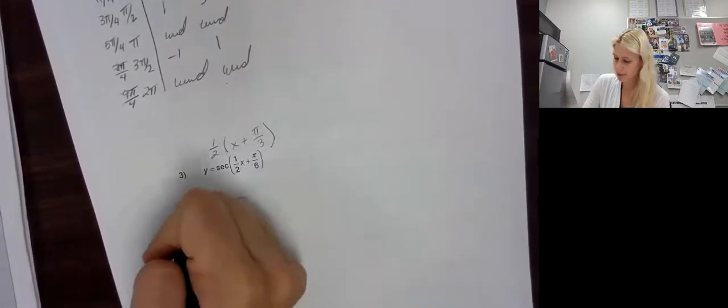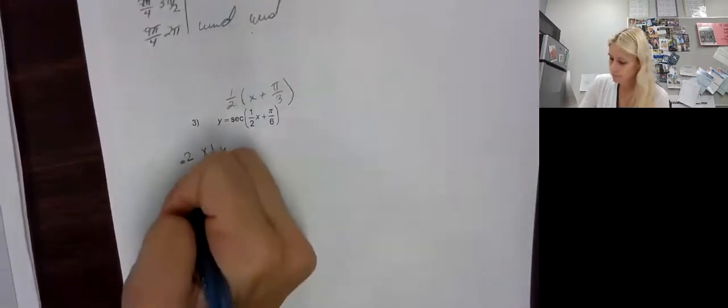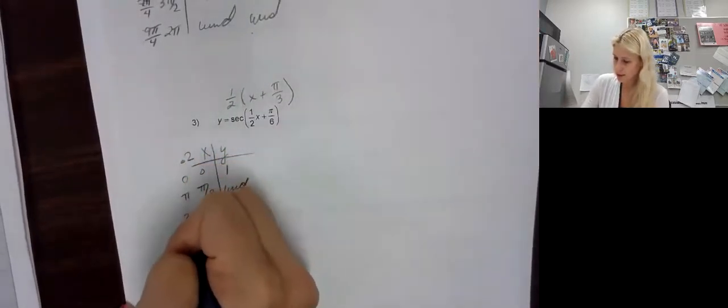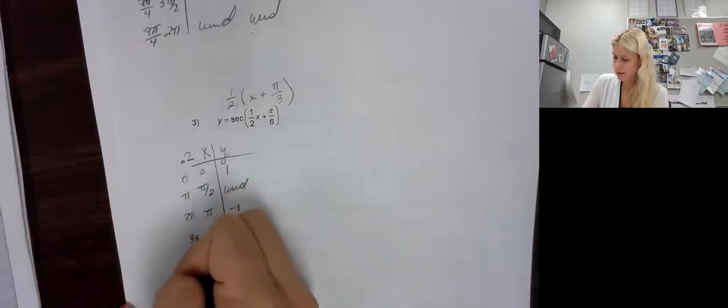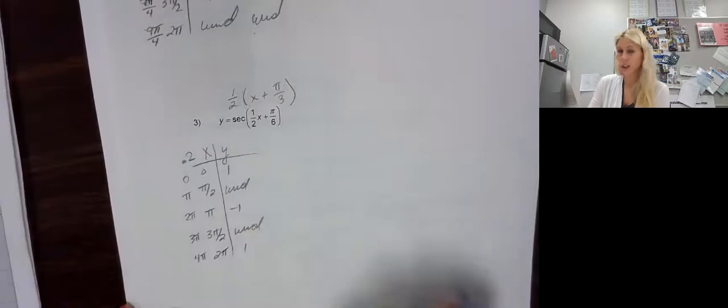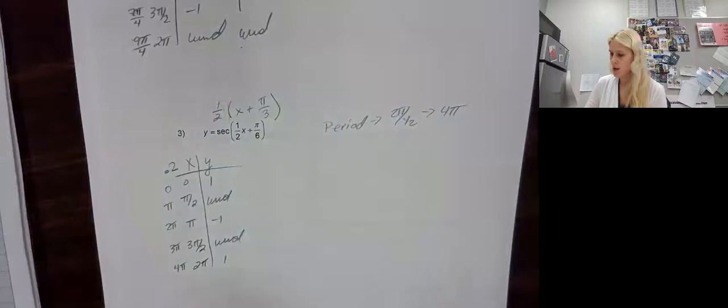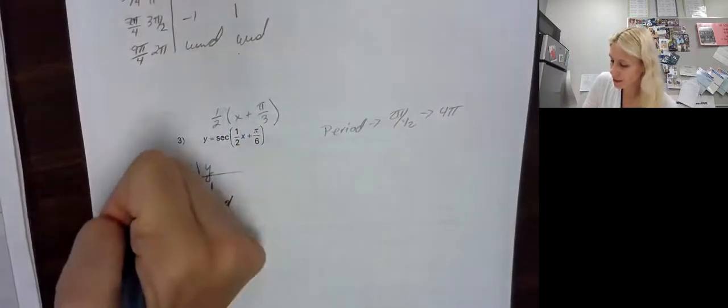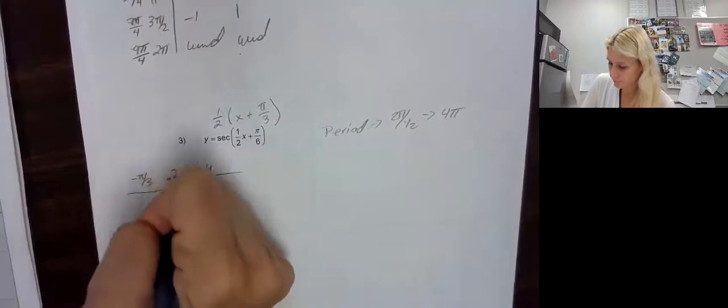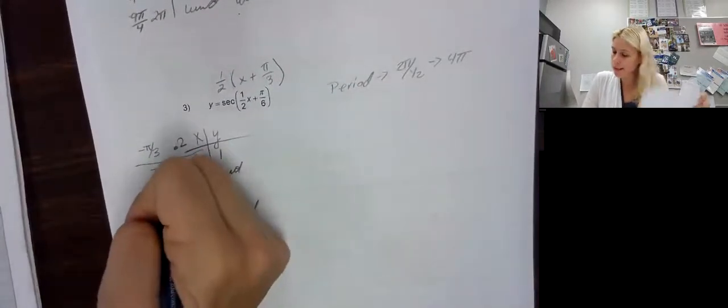Okay, let's deal with the period first. So we're going to multiply that by 2, right? 0, pi, 2 pi, 3 pi, 4 pi. Okay, so let's check on our period. Period is 2 pi over b, 2 pi over 1/2. Dividing by a fraction is the same as multiplying by its reciprocal, so we get 4 pi. And what do you know? 0 to 4 pi. We're good to go. We are moving to the left pi over 3, so I get negative pi over 3.